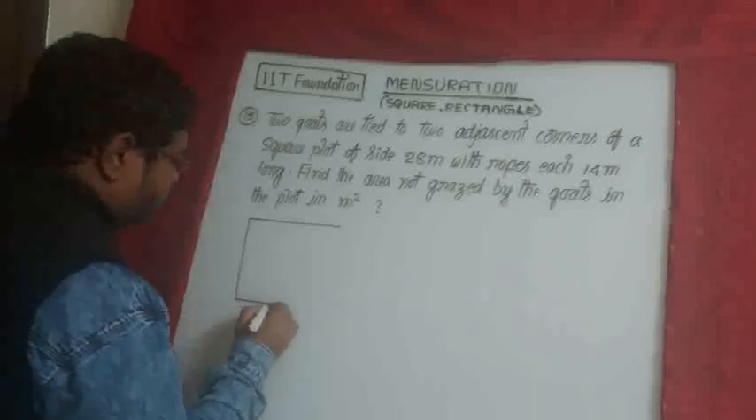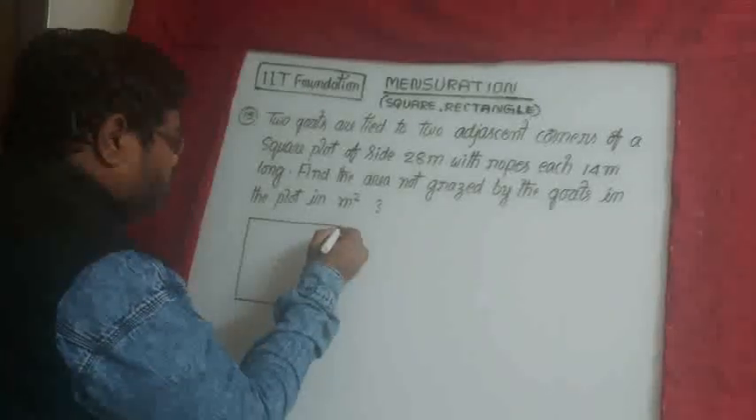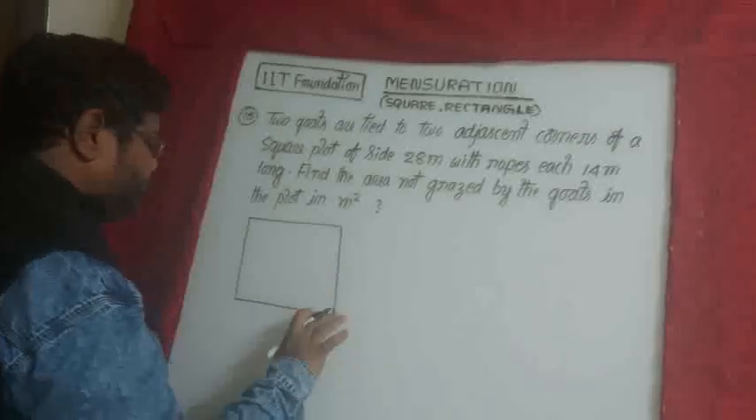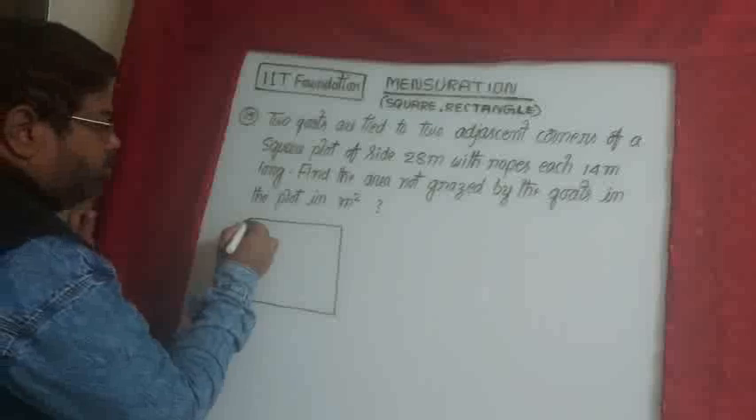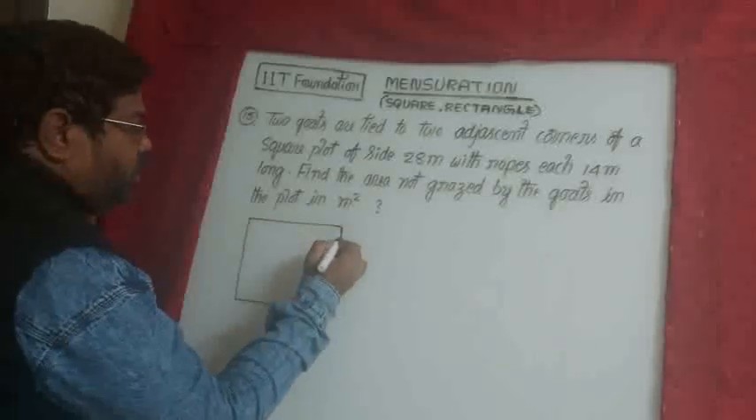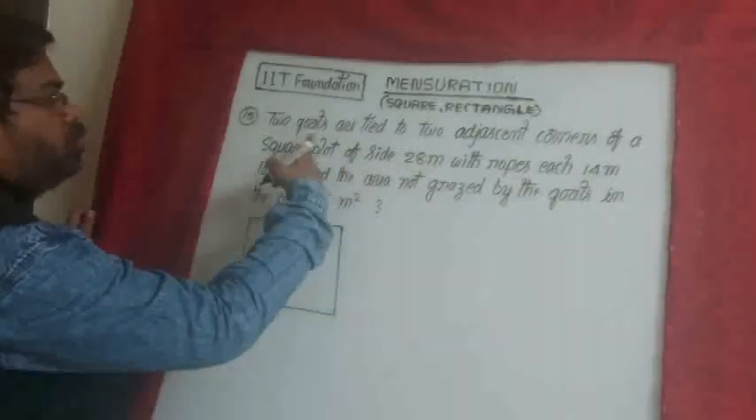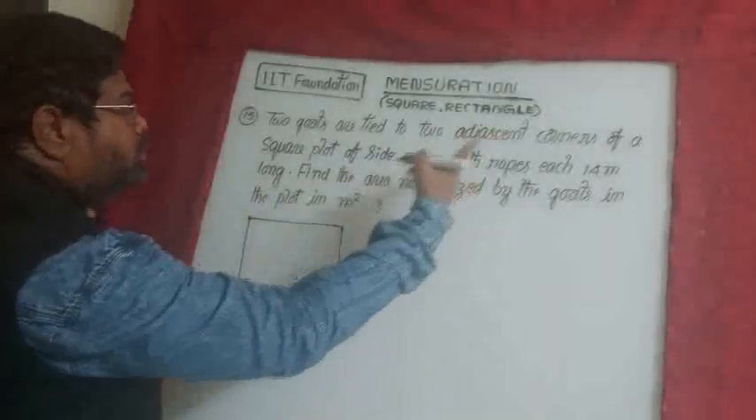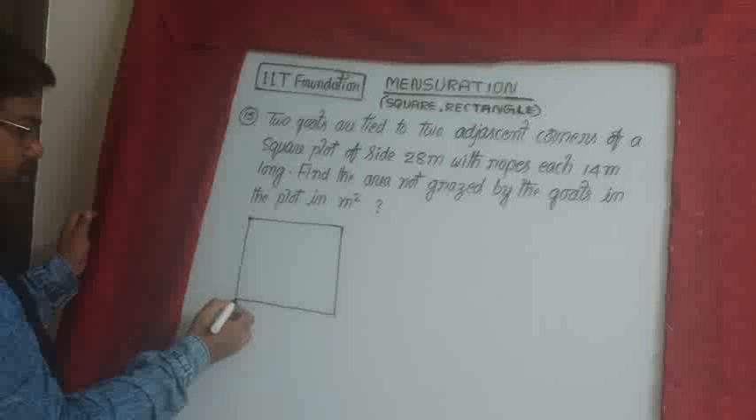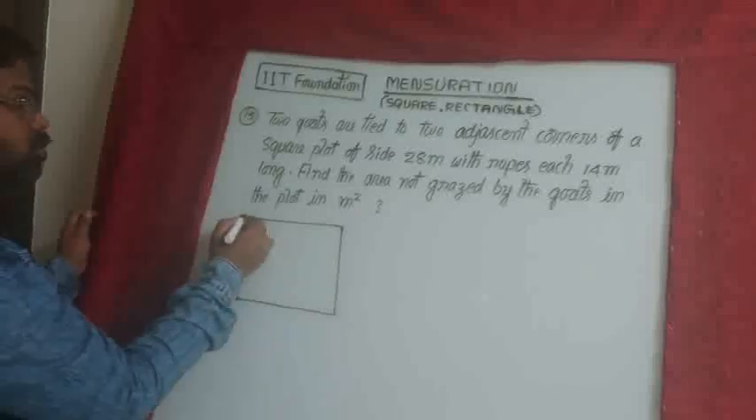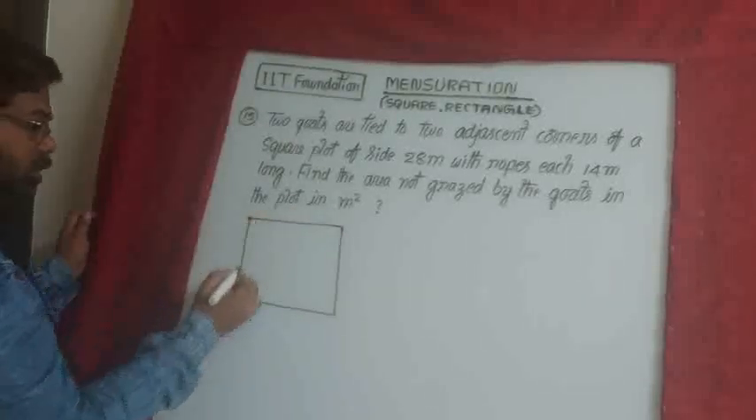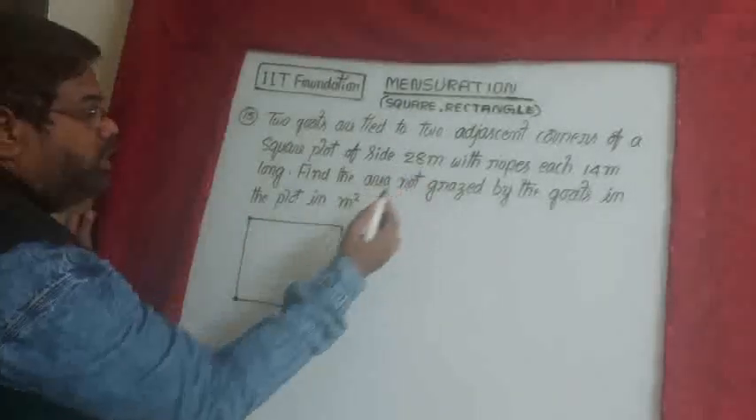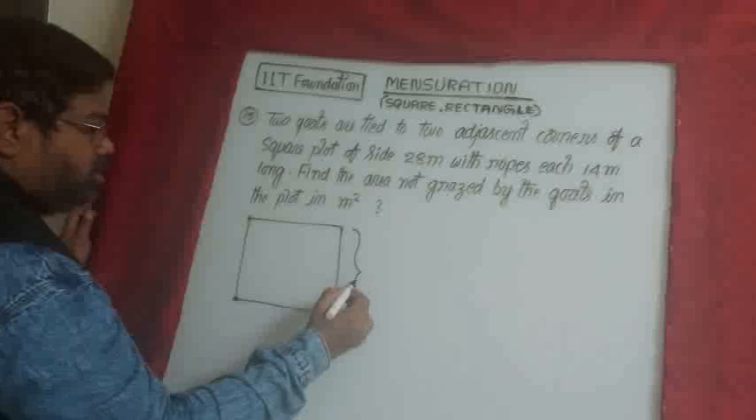Field ante manaku telusu polam. So polamu field A shape lo undi, square shape lo undi. Just assume it is B, so a square field. So two goats are tied, look, two goats are tied to adjacent corners of a square plot. It is a square plot. So two adjacent corners, two goats are tied here. So side 28 meters. So each side is 28 meters.